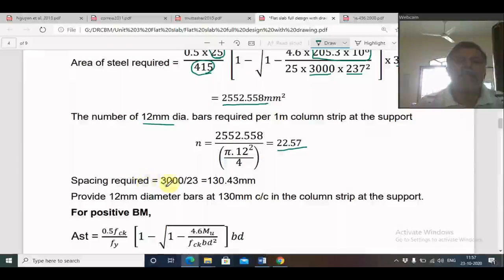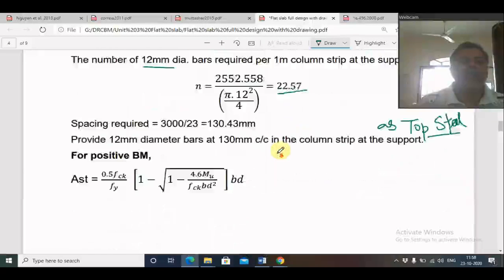I will find the spacing by dividing the total width of the column strip by number of bars. The spacing required is 130.43 mm. Therefore, I am providing a 12 mm dia bar at 130 mm center to center in the column strip at the support, as we are talking about negative bending moment. So this is a top steel.